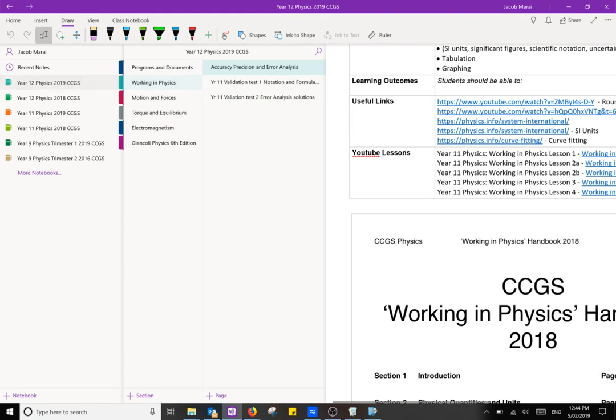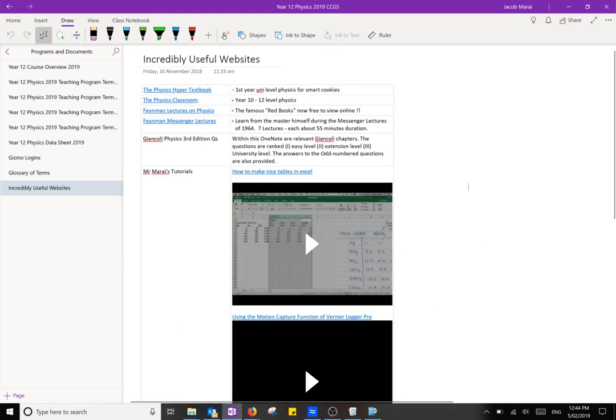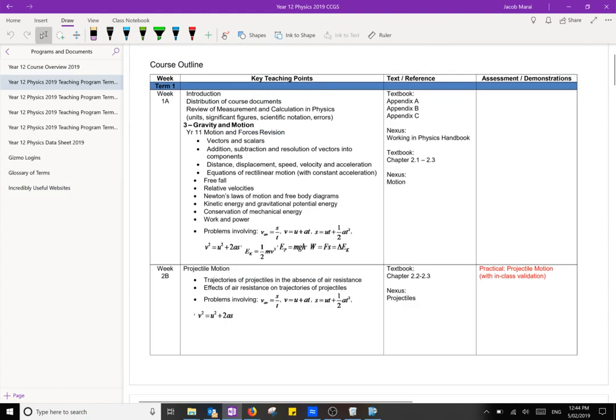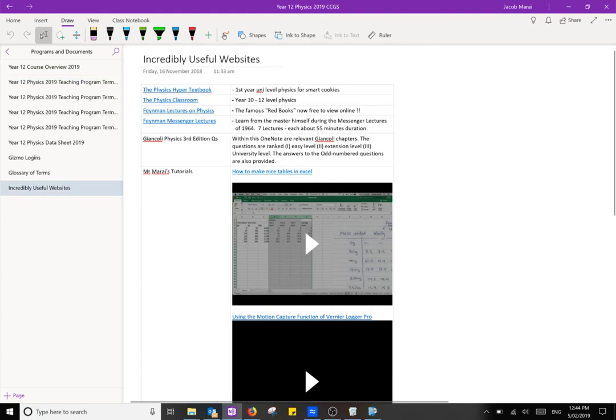These are the lessons that you might have been in from last year, and some important links. The first tab is the programs and documents. That's got your course overview, your assessments, the data sheet, any useful course documents. You've received the hard copies, but they are also available on Nexus. They are also available on the OneNote. I've added some incredibly useful websites, and I'm going to continue to add to these. These are some cool physics websites that might assist you. I'm starting to make very short tutorials on how to make nice looking tables in Excel, how to use motion capture software, software that's available for you to download from Software Center.